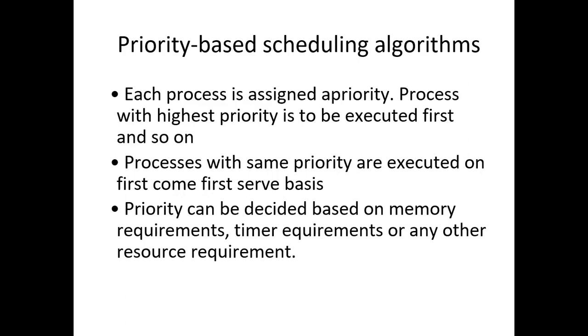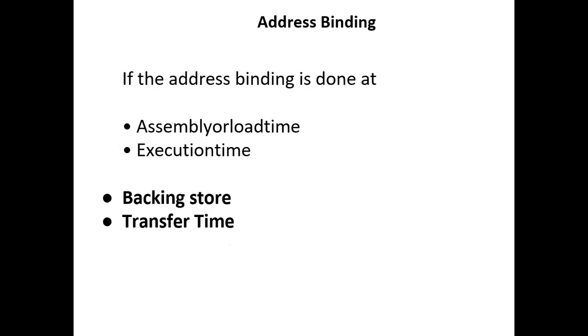Next, let's see address binding. Address binding is done at two main times: assembly or load time, and execution time. What does assembly or load time mean? Swapped processes cannot be moved to different memory locations. This is called assembly or load time. The next one is execution time. Swapped processes can be moved to different memory locations. This is called execution time.